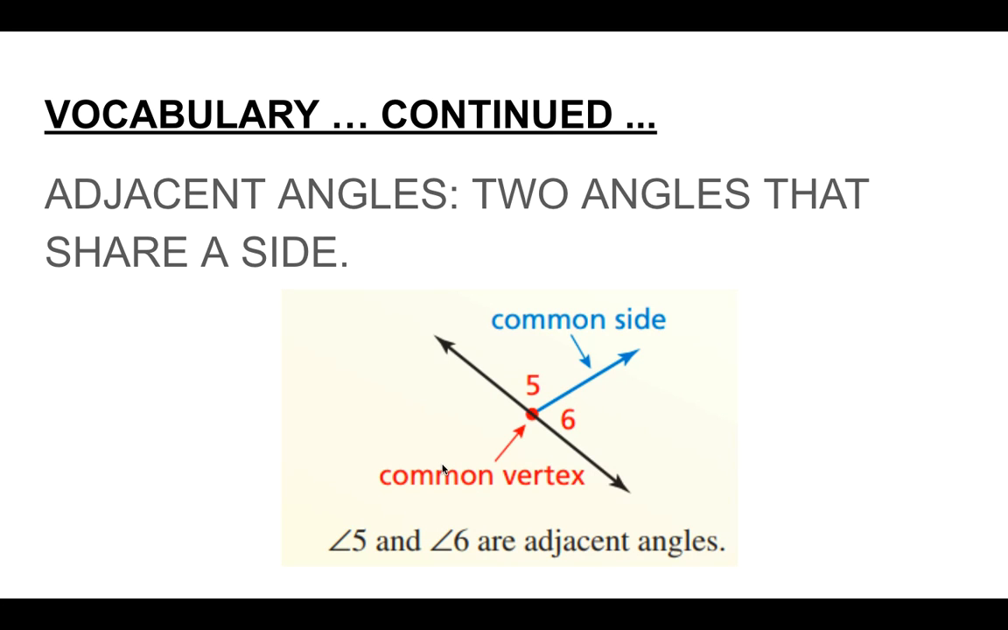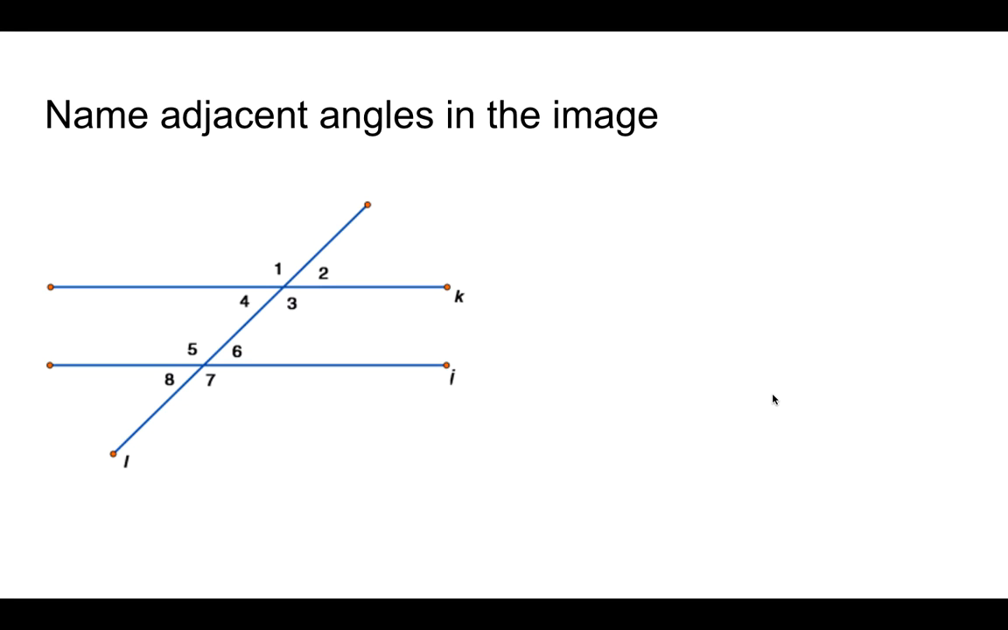So we say that two angles are adjacent when they have these two things. They have a common side, in this case this blue line, ray I should say, I'm sorry. And then they also have a common vertex, which is this point here. So notice 5 and 6 are both considered adjacent angles because they have this common side and they also share the vertex. So go ahead, take a minute and name all the adjacent angles in this image.